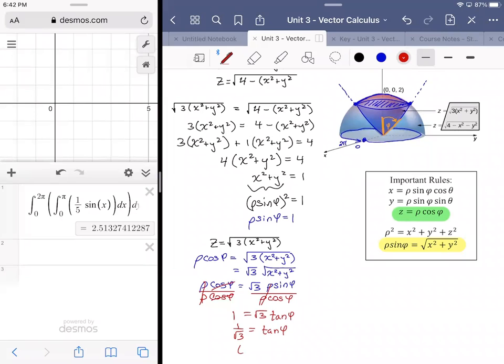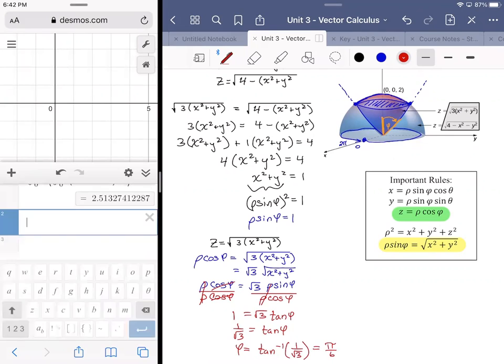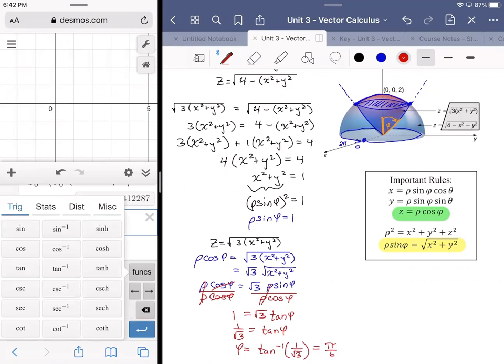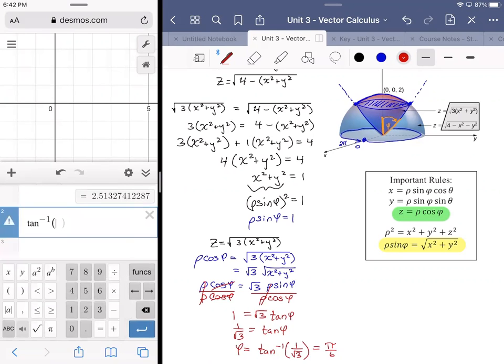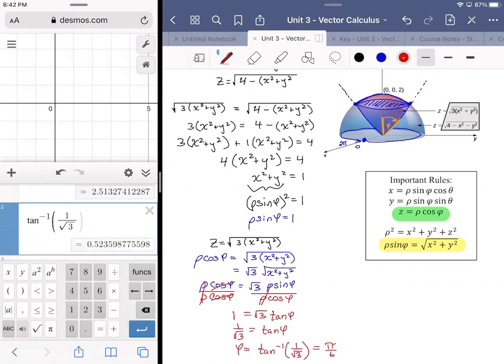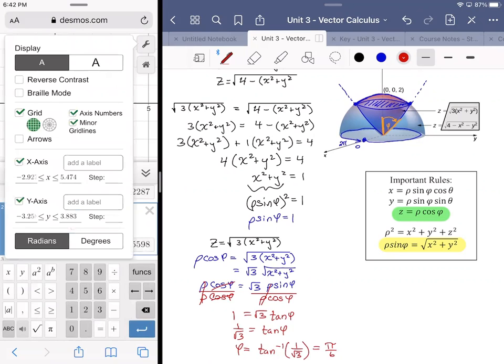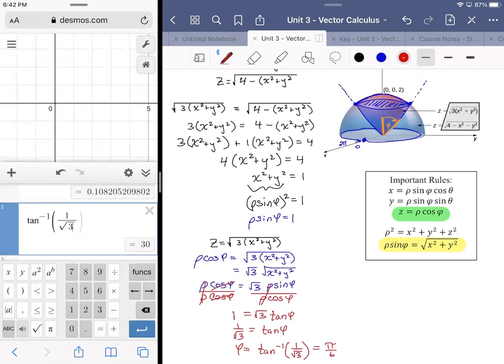So phi is equal to inverse tangent of 1 over root 3, which is pi over 6 or 30 degrees. If you don't know it, you just put it into Desmos. Inverse tangent 1 over the square root of 3. You get that number in radians. But if you kick it over into degrees, you see that it's 30 degrees. But make sure you put it back to radians, because that's more useful.